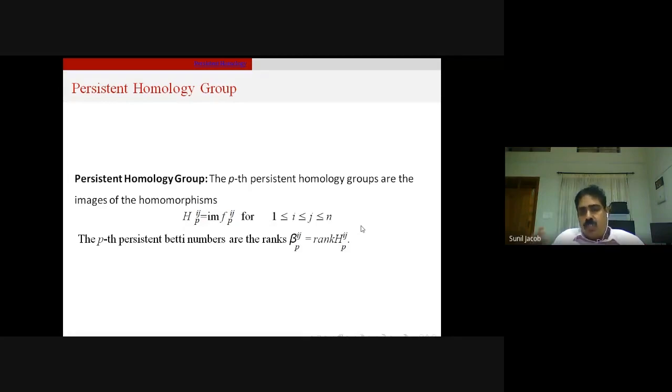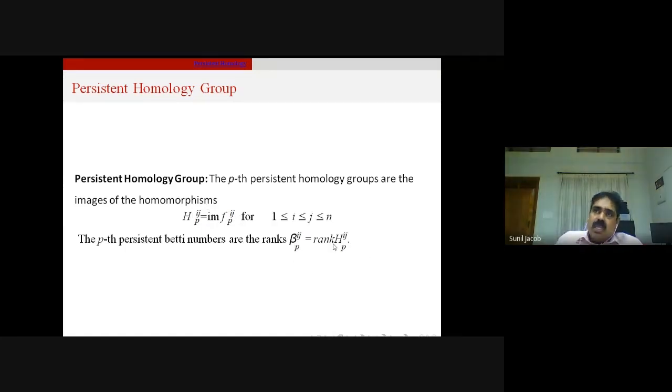Now, the image of this homomorphism, you can find an image of F_p^{i,j} for i, j between 1 and n, integer values between 1 and n. The pth persistent homology group is defined as the image of this F_p^{i,j}. Therefore, the pth persistent Betti number you can define as the rank of this H_p^{i,j}, denoted as beta_p^{i,j}.